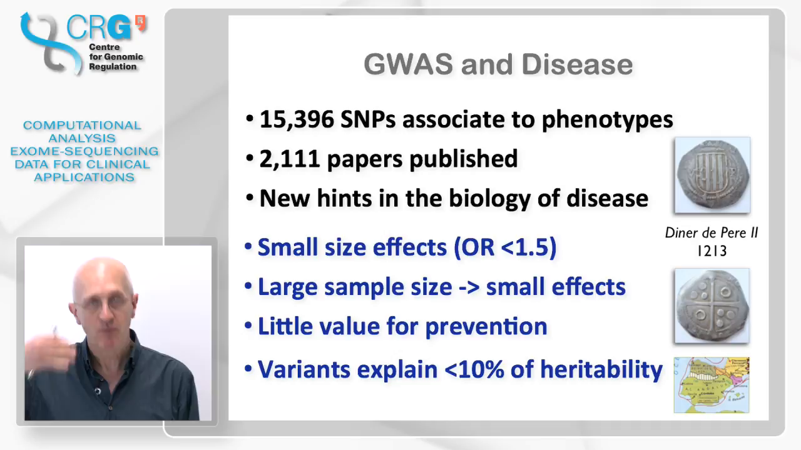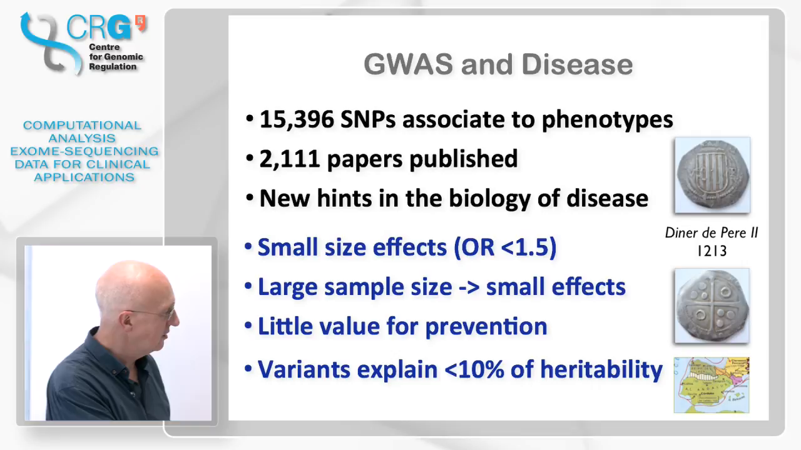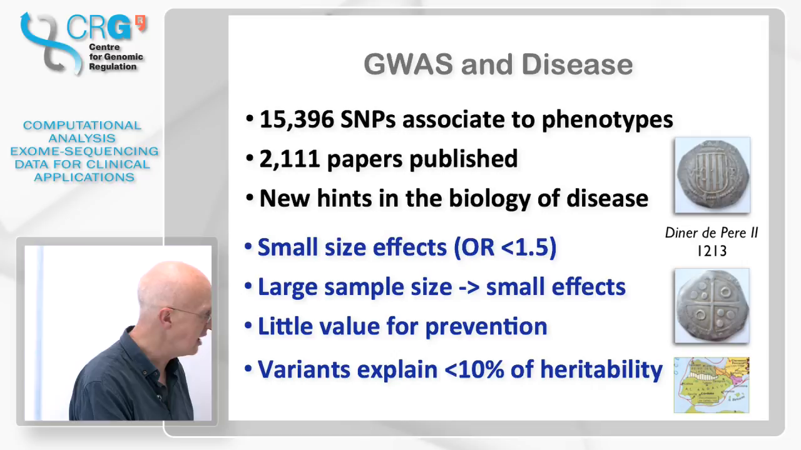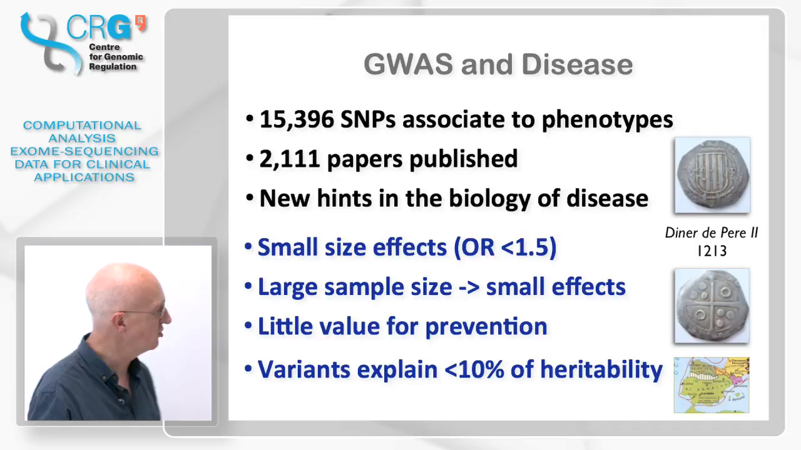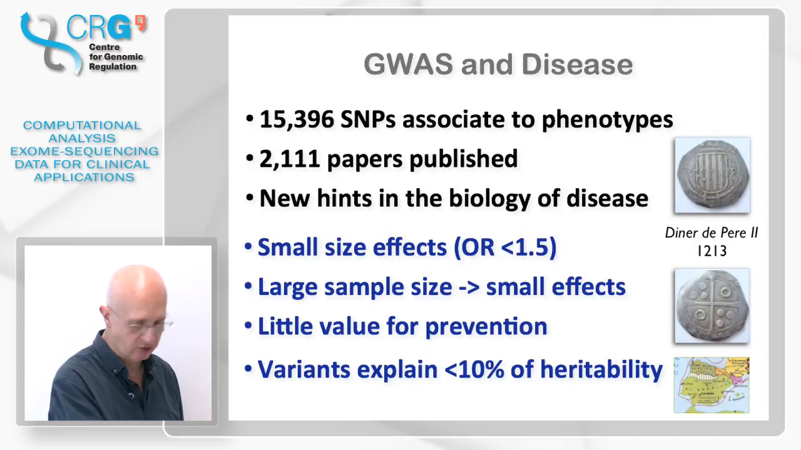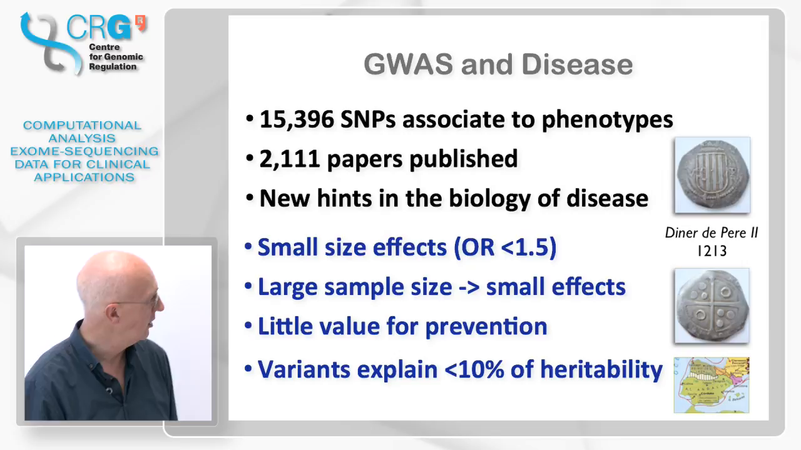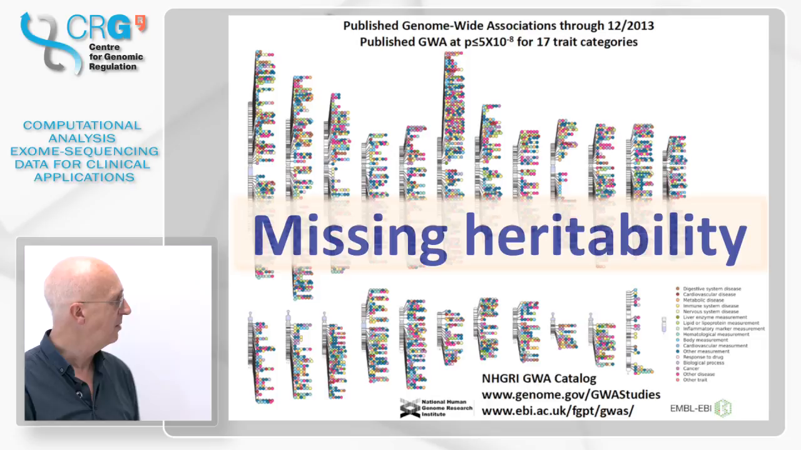And as I say, there is little value from the prevention point of view, from the diagnostics point of view. And in fact, in general, for the different phenotypes and so on, the variants explain less than 10% of the heritability of those disorders that have been shown to have an important heritable component. So there are many potential explanations about the missing heritability.